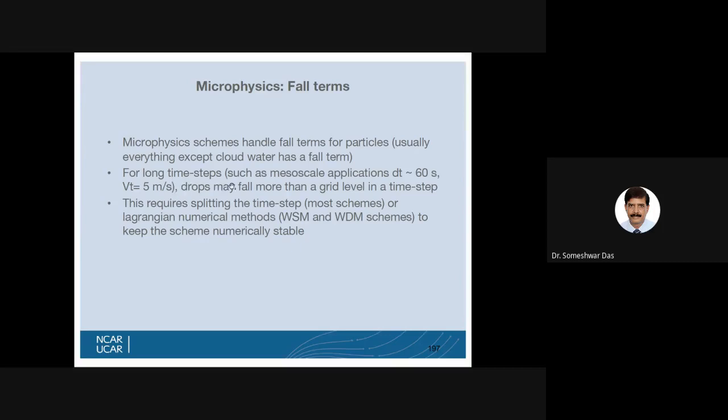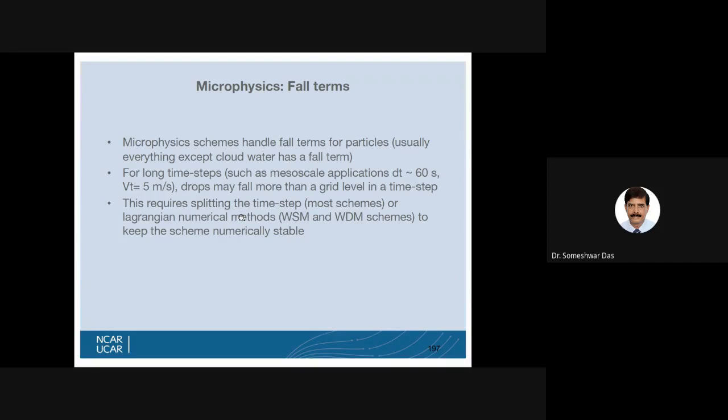For long time steps such as mesoscale applications, where the time step of the integration is approximately 60 seconds, just 1 minute, the VT, the terminal velocity, is specified as 5 meters per second. Drops may fall more than a grid level in a time step. In a given time step of the model, which may be 60 seconds, the drops can fall down more than 2 layers.